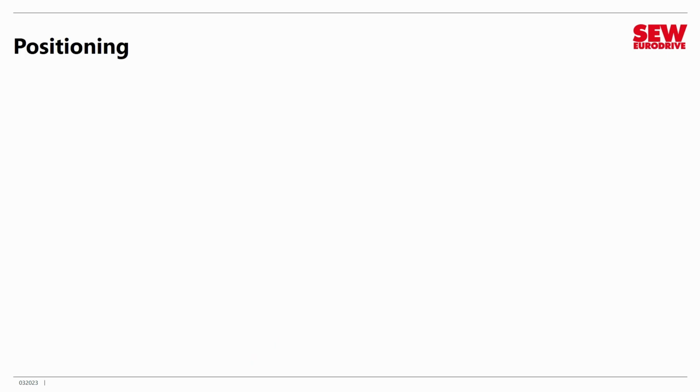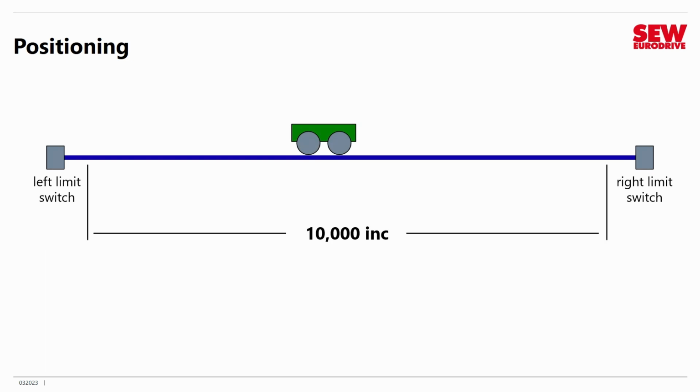Now let's look at a typical positioning scenario. This is similar to what we used for our referencing discussion. We have a horizontal track with a moving carriage that moves left or right across it. There are limit switches at the ends to keep it from going off the ends of the track. And we have a travel distance, which in this case is 10,000 increments.